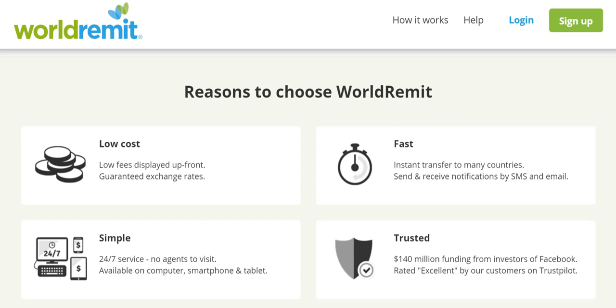Beyond that, you'll be assured that the same folks who've invested in Facebook have actually invested as much as 140 million US dollars in WorldRemit. So naturally, they've done their due diligence. They know that this is a platform to be trusted. Furthermore, we find that WorldRemit's own customers have rated it as excellent on Trustpilot, which again reaffirms the trust quotient of WorldRemit.